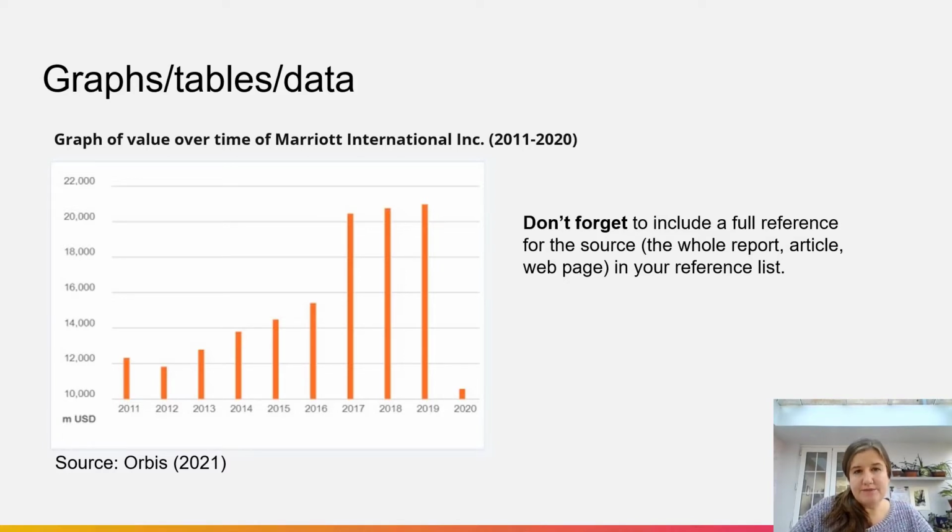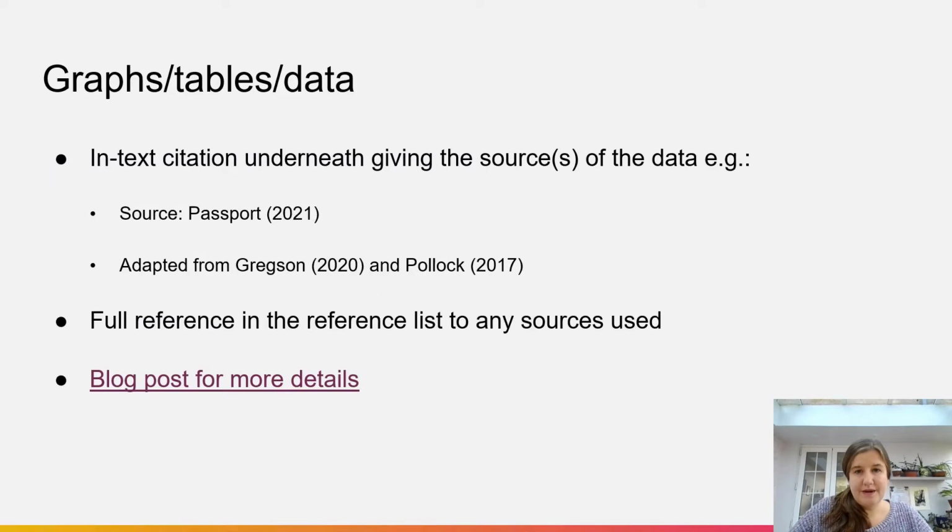So this also applies perhaps if you're taking a graph from a journal article or from a book. You would again give an in-text citation to that particular source underneath your graph. Don't forget that means that you also need to include a full reference in your reference list at the end to the report or the article or wherever you got this graph from. So if you've taken all of the data or a full graph from one single source, it's quite straightforward.